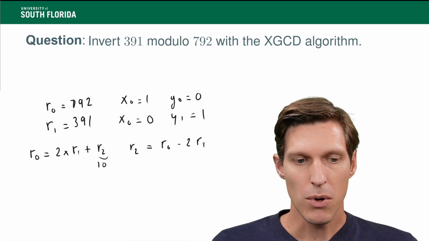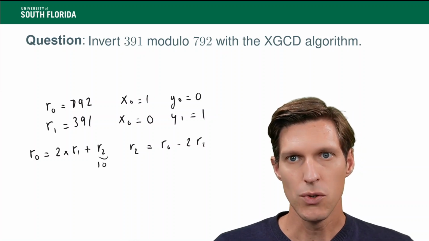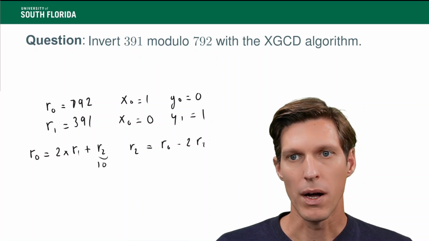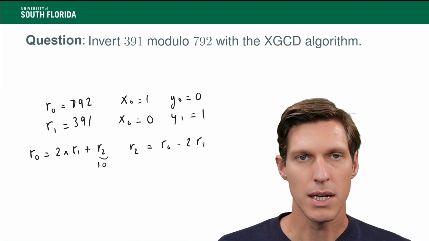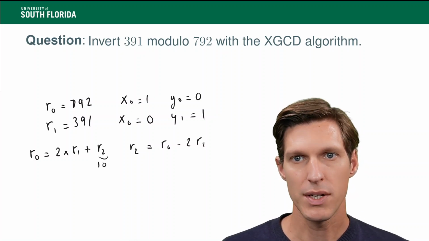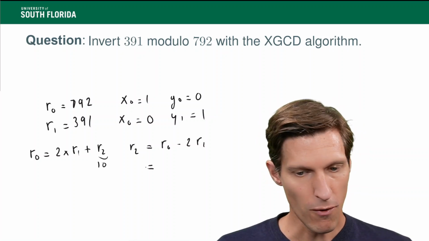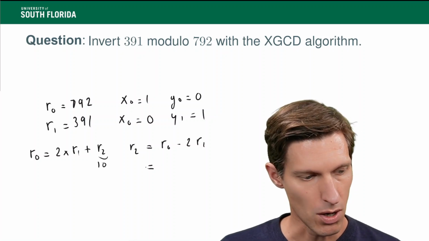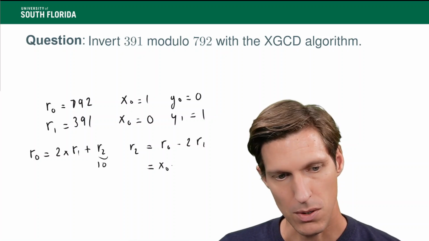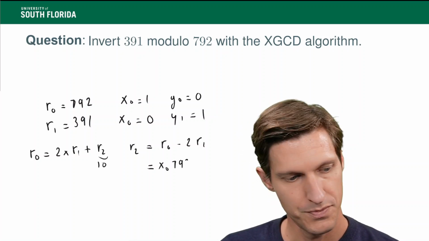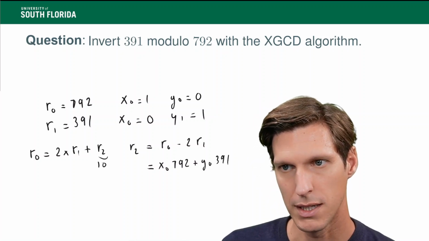All right, and now remember, I know how to express R0 as a linear combination of 792 and 391, and same for R1, okay? So by linearity, I'm going to be able to write down R2 as an x2 times 792 plus a y2 times 391. That process is pretty straightforward, but I'm going to explain all the steps here. So R0, let's rewrite it. We know it's x0 times 792 plus y0 times 391.